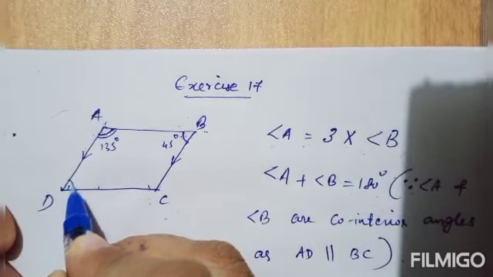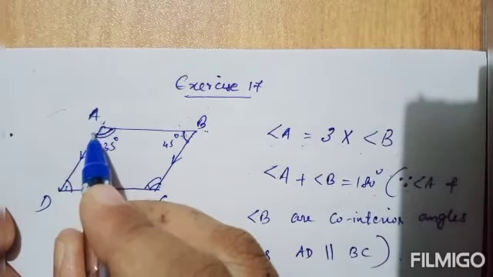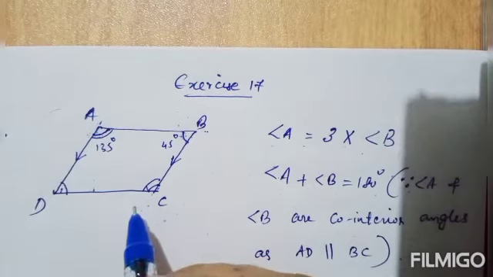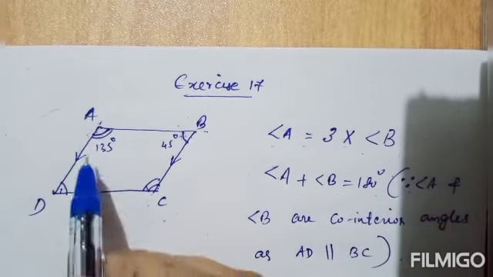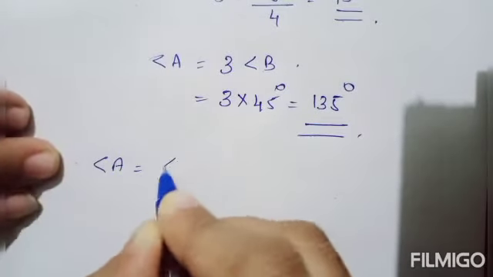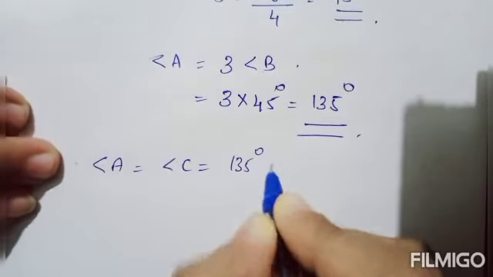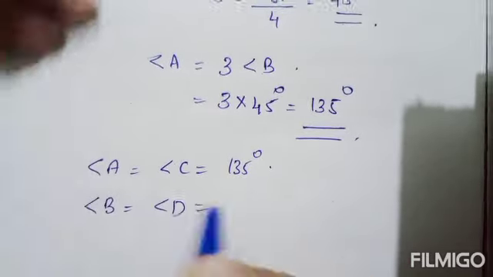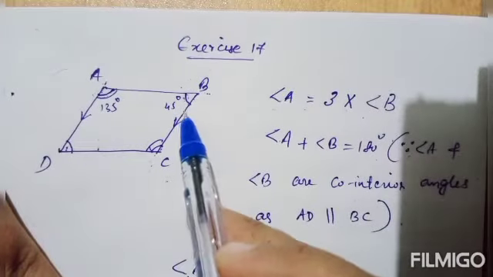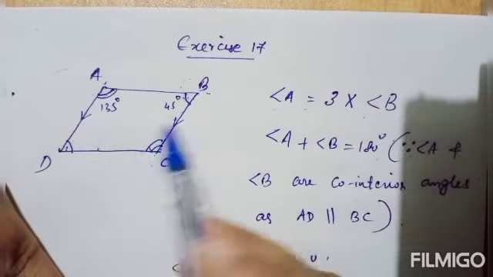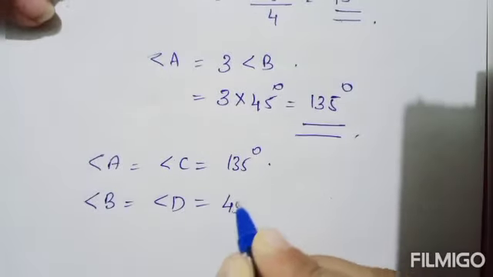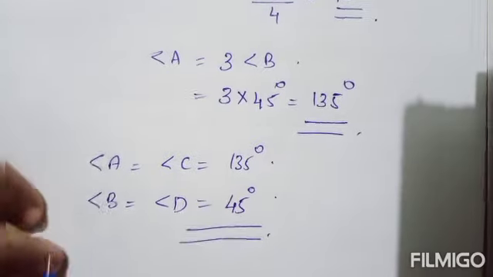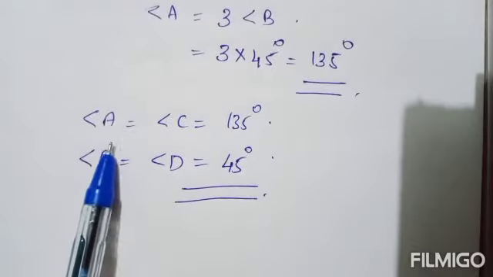So what will be angle D and angle C? Angle A and angle C will be equal. In a parallelogram, opposite angles are equal. That we know. So angle A equal to angle C equal to 135 degree. And angle B will be equal to angle D. They are also opposite angles. In a parallelogram, opposite angles are also equal. So angle B equal to angle D equal to 45 degree. So we found all the angles of the parallelogram.